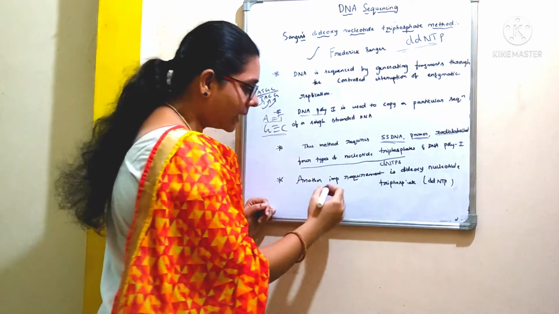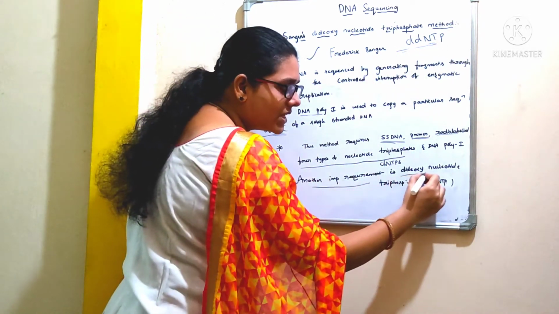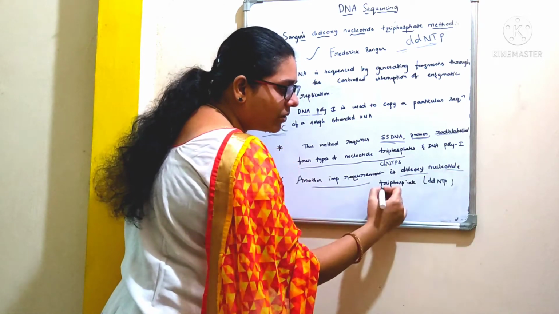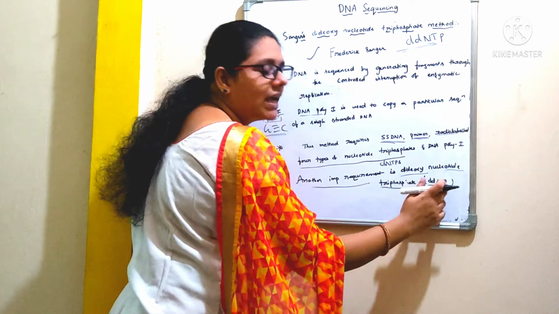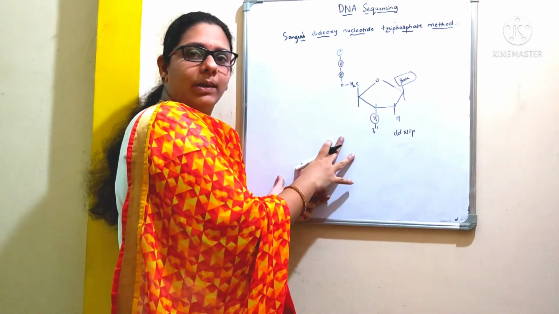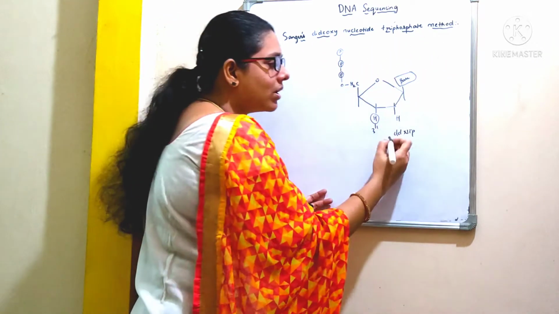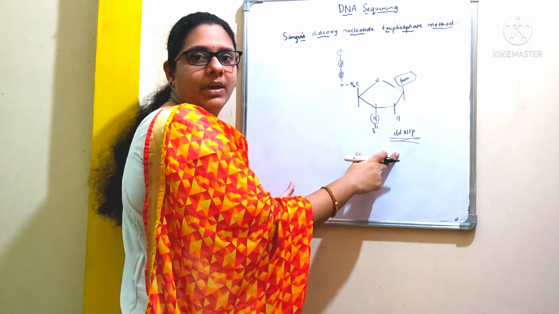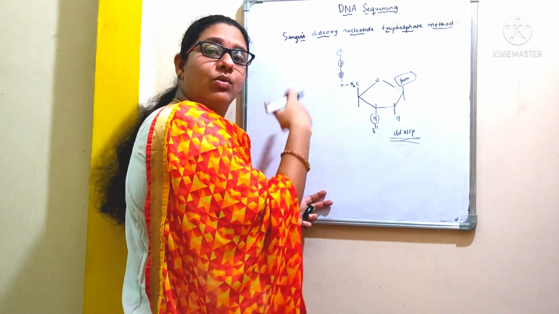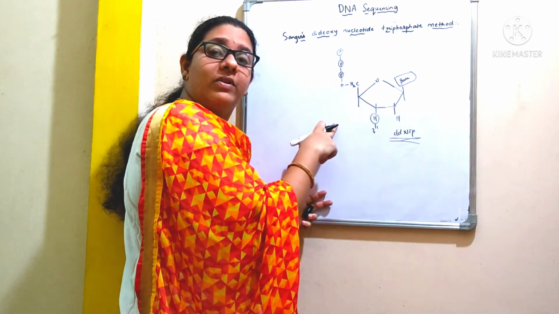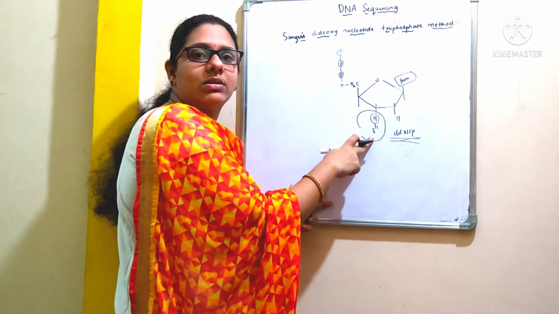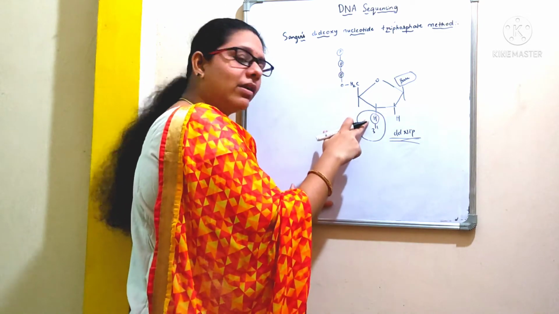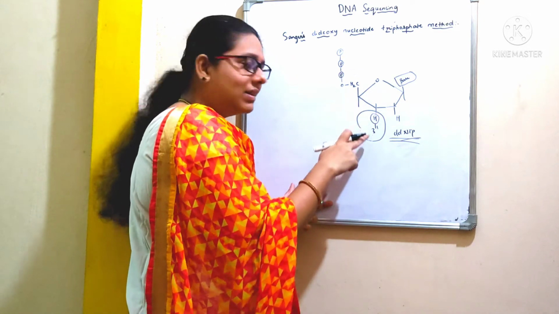So the important requirement of this method is dideoxynucleotide triphosphate, which is designated as ddNTP. Look at the picture. This is the structure of ddNTP. This ddNTP is going to block the process of DNA polymerization because they lack the 3' hydroxyl group. Instead of a hydroxyl group, they have hydrogen at the 3' end.